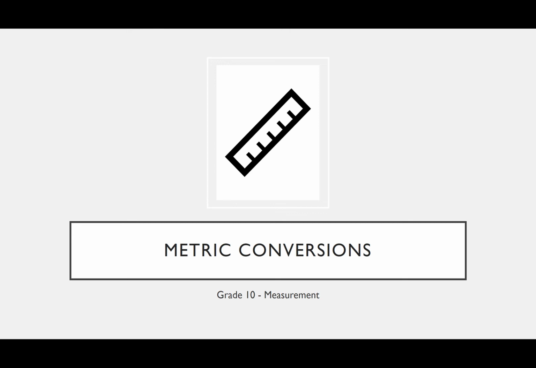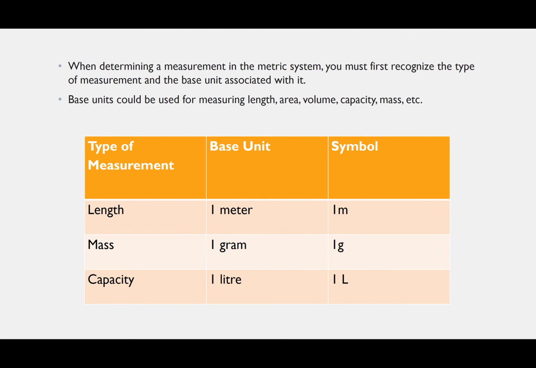Part of the grade 10 measurement unit is metric conversions. We will learn to use the metric system in order to measure various objects. When determining a measurement in the metric system, you must first recognize the type of measurement and the base unit associated with it. Base units could be used for measuring length, area, volume, capacity, mass, etc.